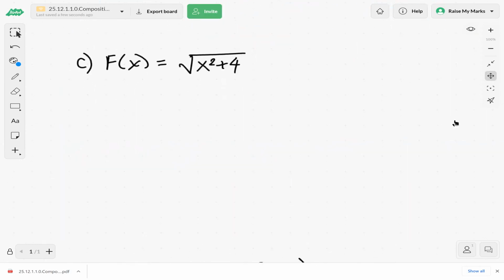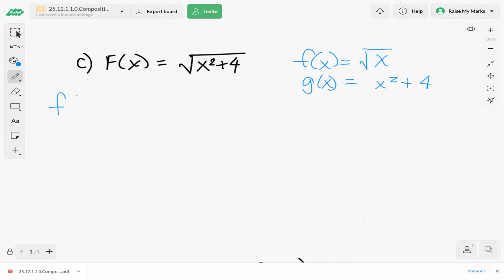All right. So in part C, F of x is the square root of x squared plus 4. So let's take little f of x to be the square root of x, and g of x to be x squared plus 4. So how I decided on that is I looked under the square root and I saw what function was there, x squared plus 4, and decided to make that g. And then the square root function itself, I decided to let be f of x.